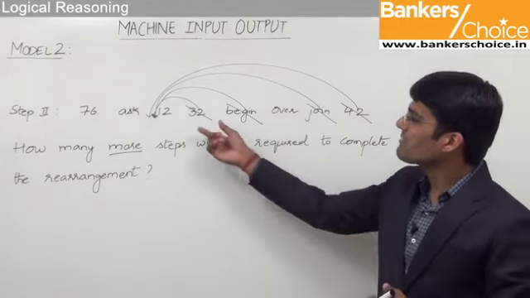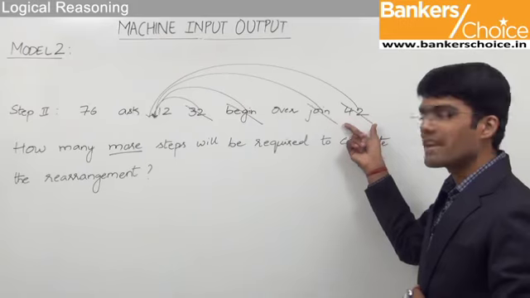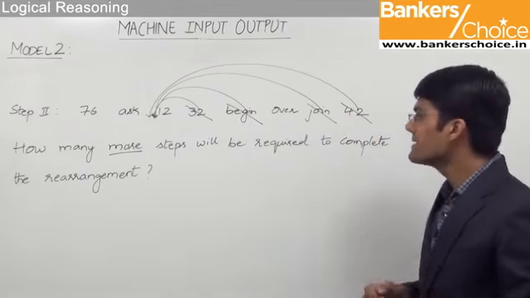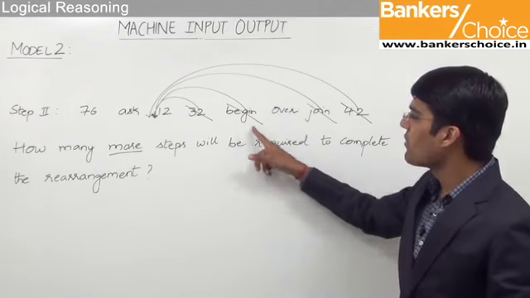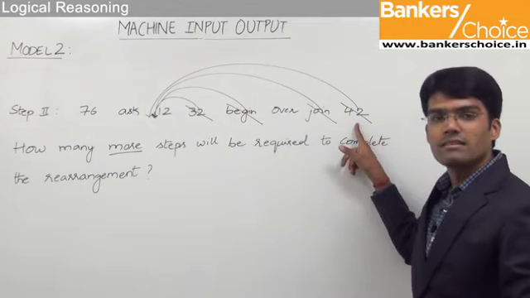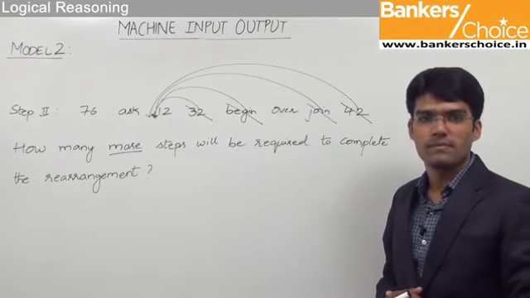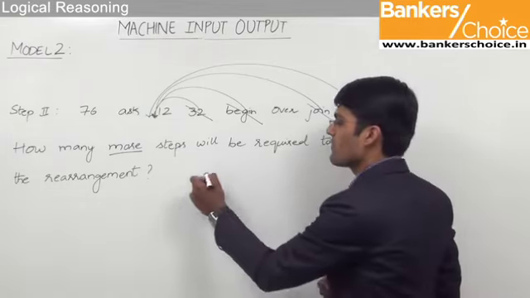By counting the number of numbers and words which have been struck off, we can find out how many more steps are required. As we can see here, we have struck off 4 elements. Therefore 4 more steps are required to finish the arrangement. So our answer here is 4.